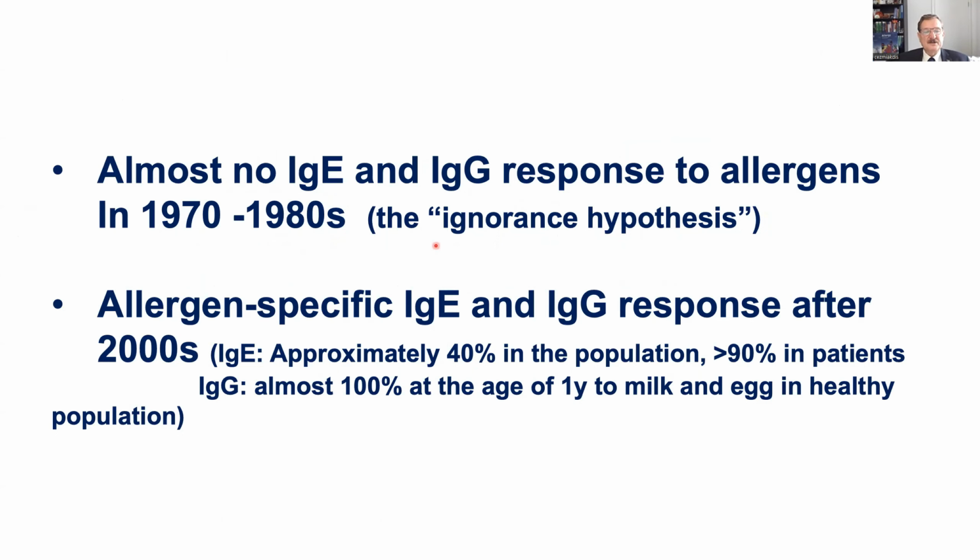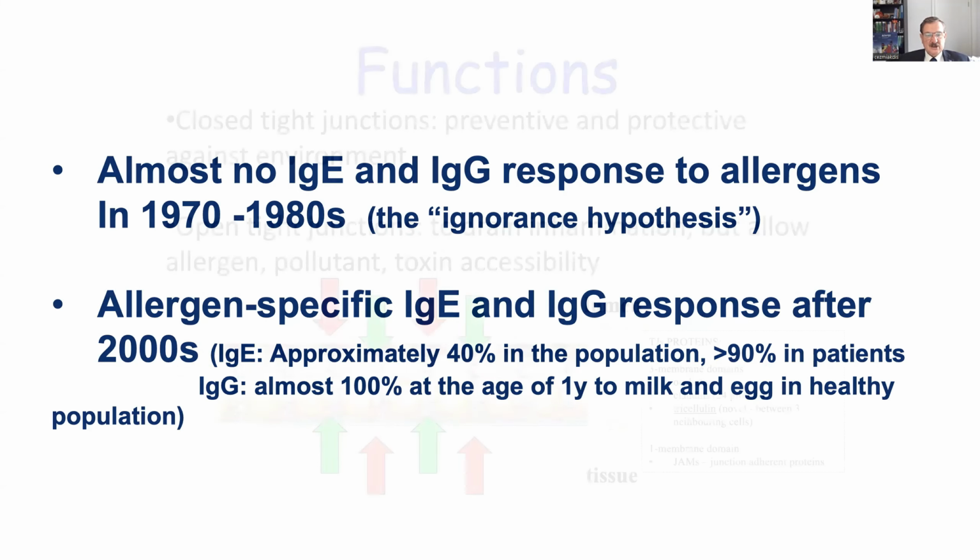But now we know that there is allergen-specific IgE and IgG response. After the 2000s, IgE is in around 40% of the population and 90% of the patients, and IgG is almost 100% at the age of 1 year against milk and egg in the healthy population. So these are very important changes in human life.